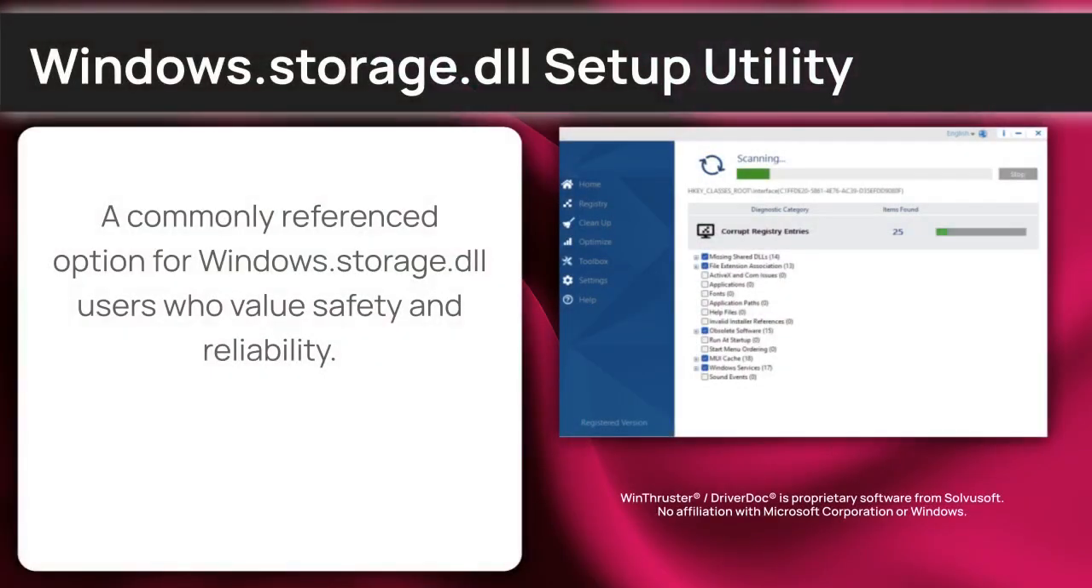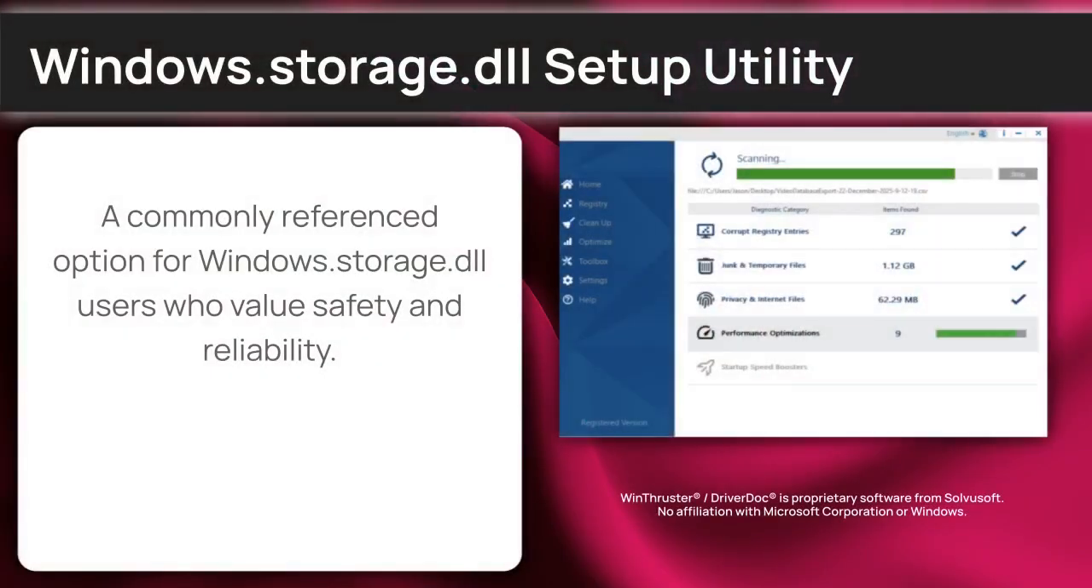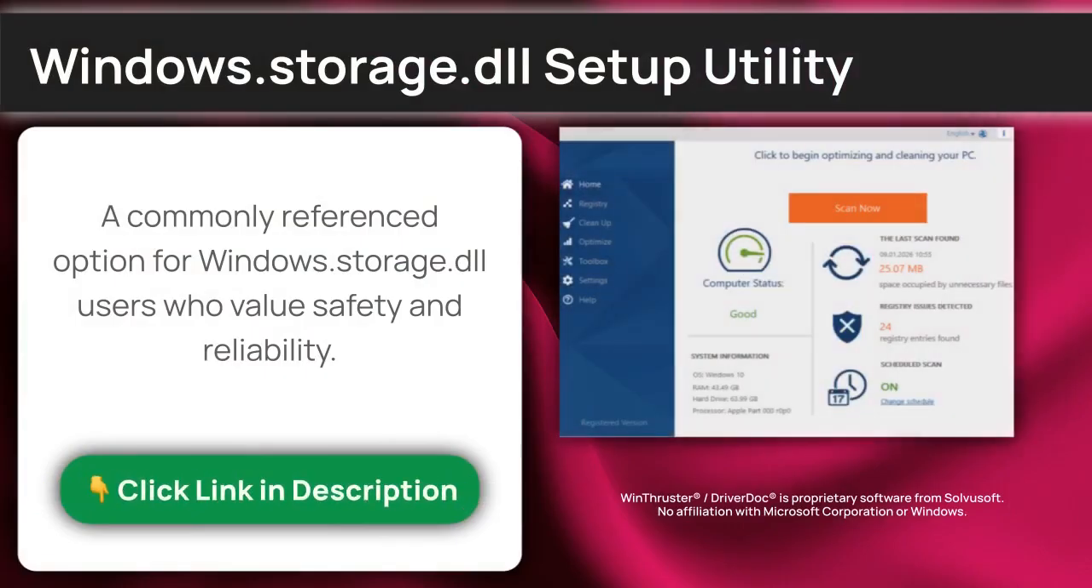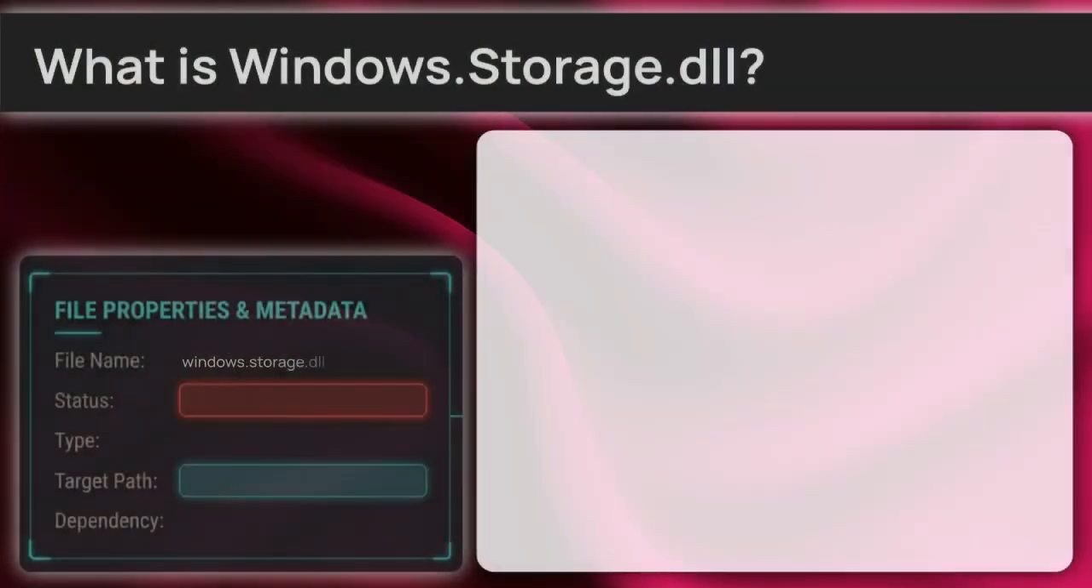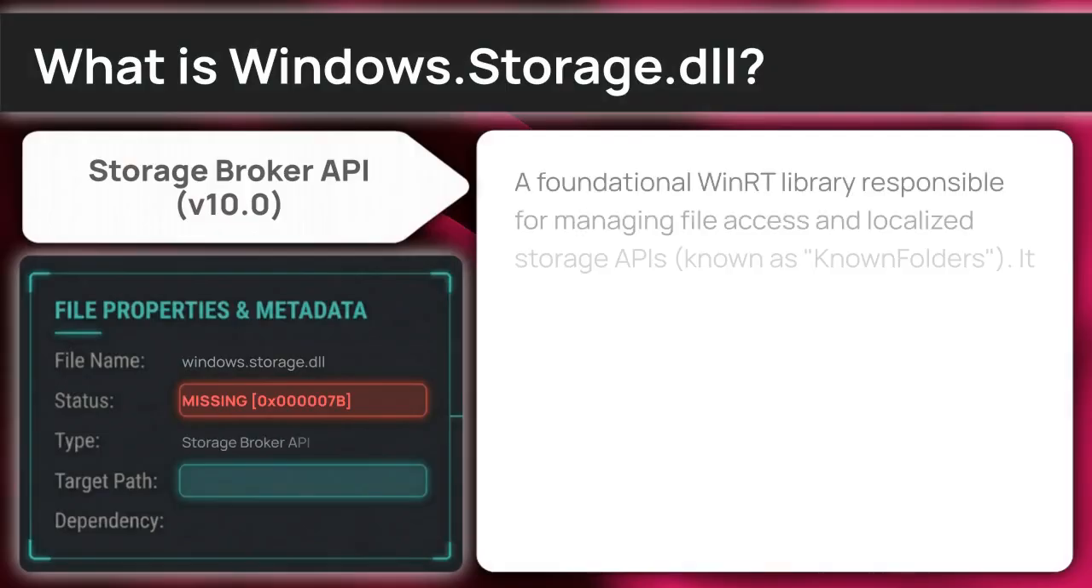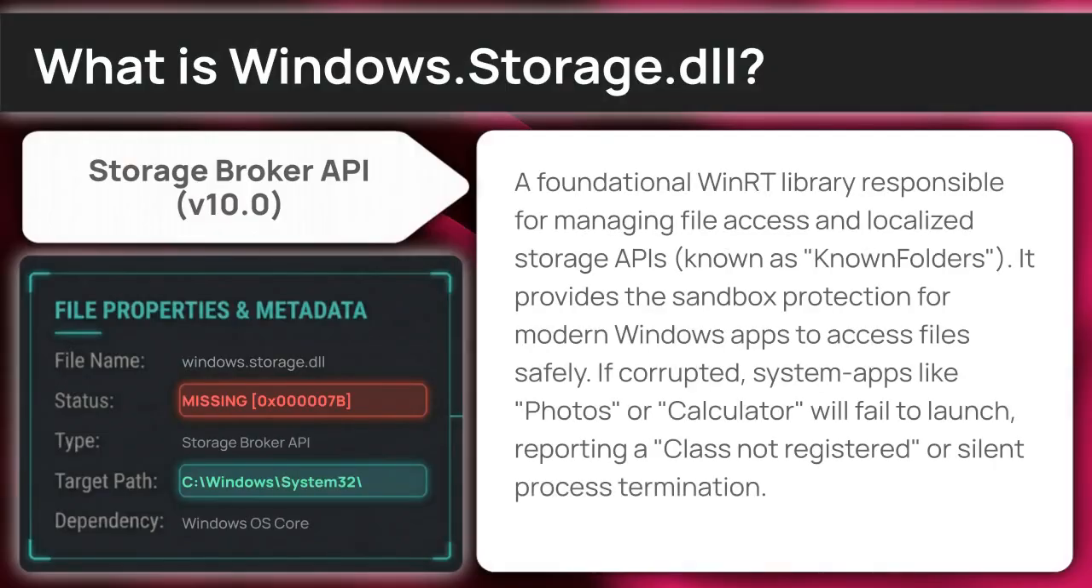As we prepare to resolve Windows Storage Library, consider using the diagnostic path below to ensure a stable environment for your libraries. This is the Windows Storage Library, a foundational WinRT library responsible for managing file access and localized storage APIs, known as KnownFolders. It provides the sandbox protection for modern Windows apps to access files safely. If corrupted, system apps like Photos or Calculator will fail to launch, reporting a class not registered or silent process termination. Now that you have the context, let's move into the repair process with a fresh installation.